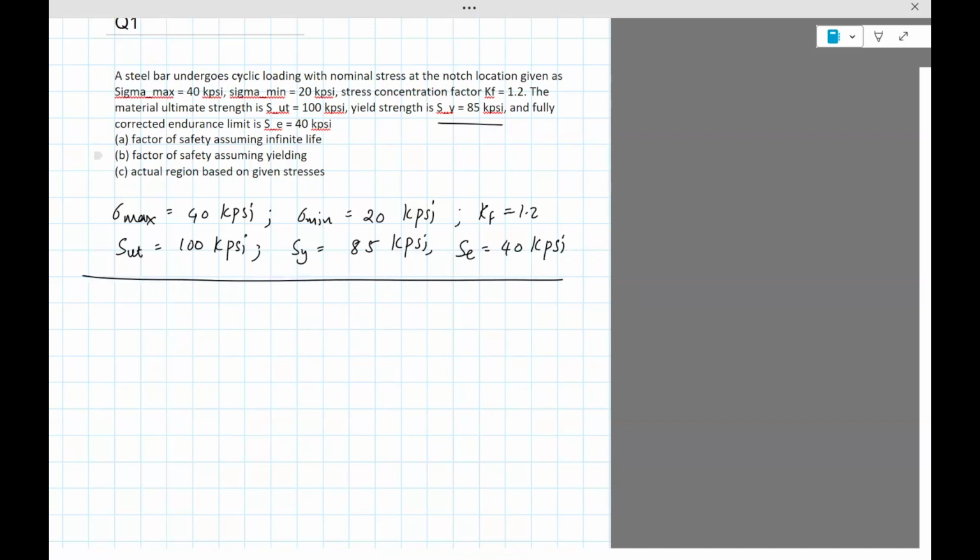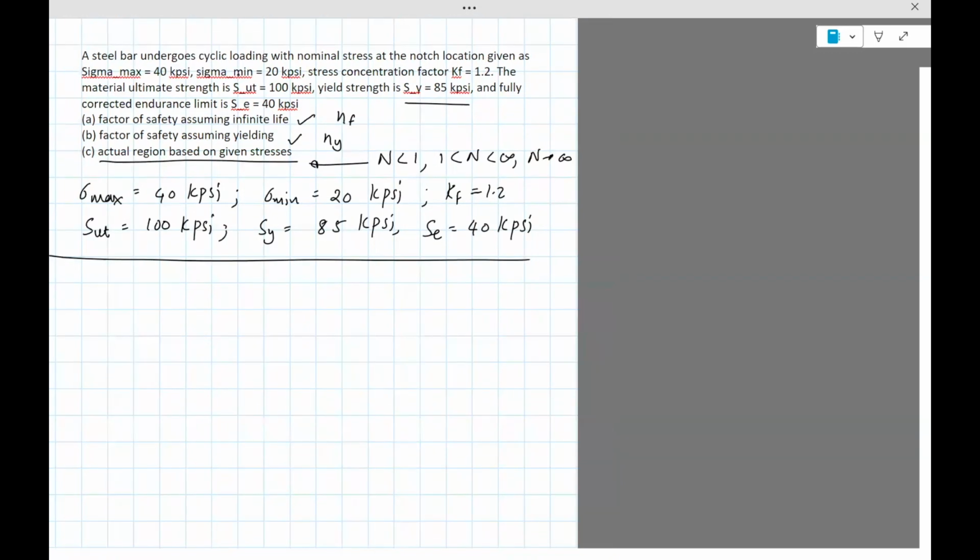Okay, so what we're asked is factor of safety assuming infinite life, NF, factor of safety assuming yielding, and actual region based on given stresses. That would be, is it in first cycle yield? So is n less than 1, is n between 1 and infinity, or n goes to infinity? That's the last question, which of these regions it lies in. So let's do this one at a time.